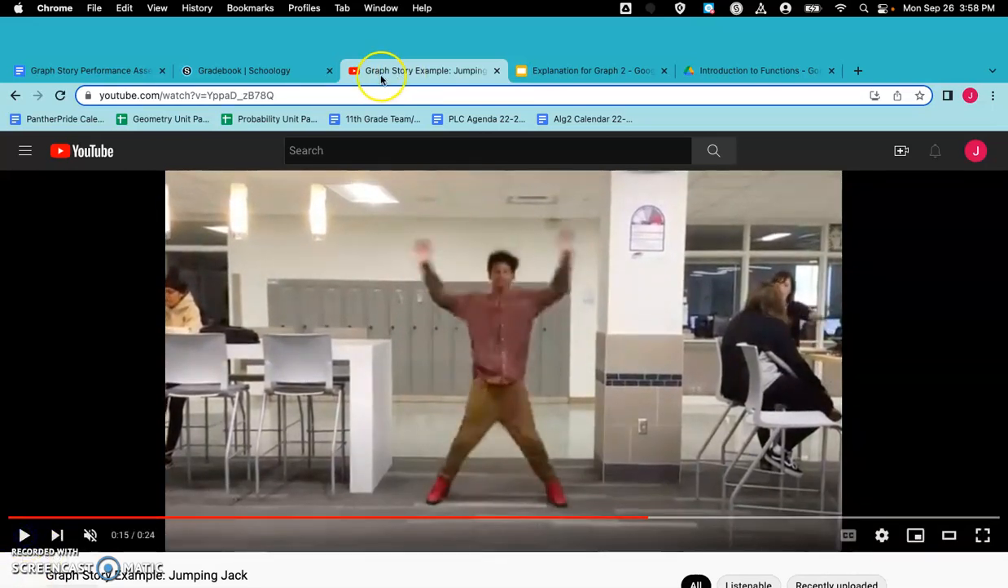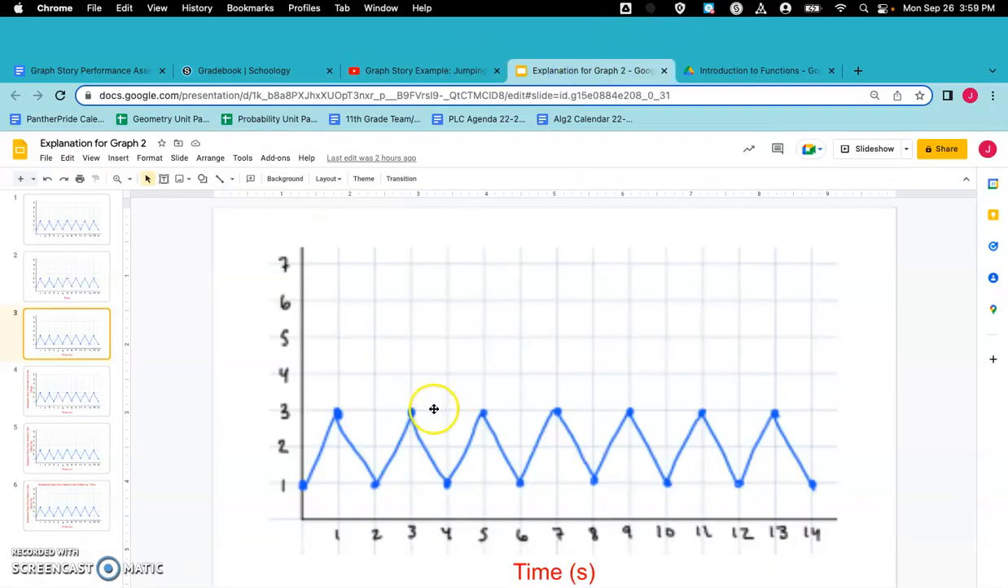Well, if you think about it, it's actually the distance from one hand to another. It maxes out at about 3, and at its lowest point, it looks like it's about 1. And so that's what we're looking at for this one. Again, we're measuring that in feet.